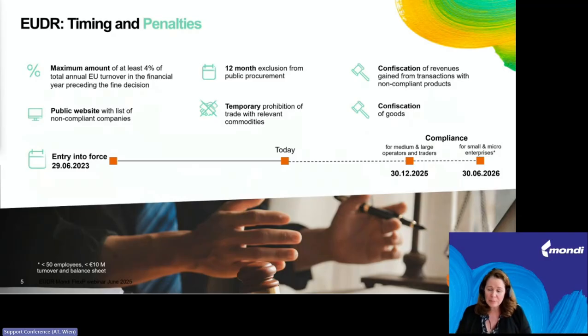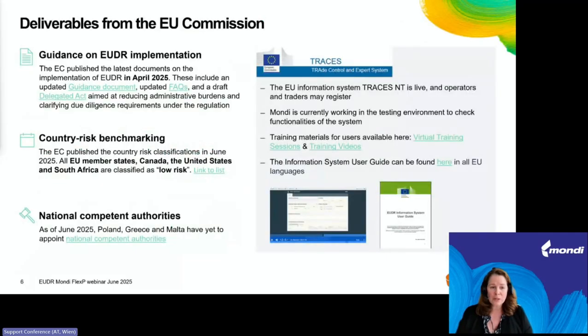Small and micro companies, some of whom may be our customers, have an additional 6 months for compliance under EUDR. The definition for the small and micro enterprises is less than 50 employees and less than 10 million turnover and balance sheet. Most of the content that we're going to share with you today is not tailored for SMEs.